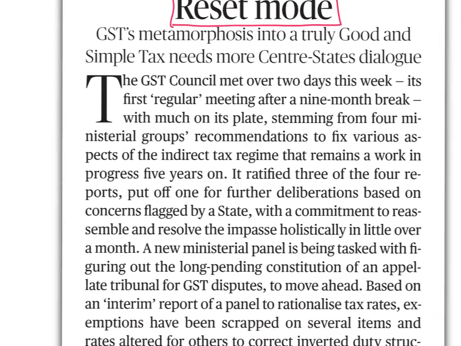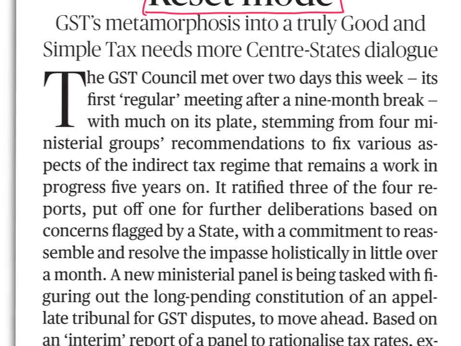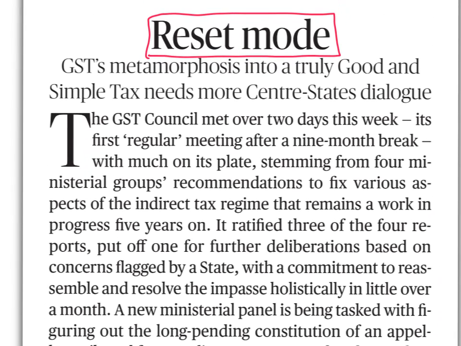All my editorial explanation will be line by line, word by word, with background explanation. Right? So whenever you complete this, there are a lot of takeaways. So pay full attention to every word I speak, everything that I mention. GST's metamorphosis into a truly good and simple tax needs more center states dialogue. What is the meaning of metamorphosis?